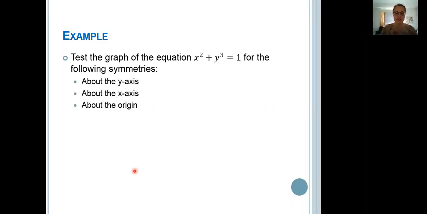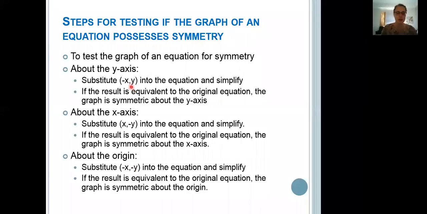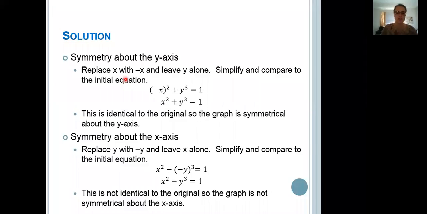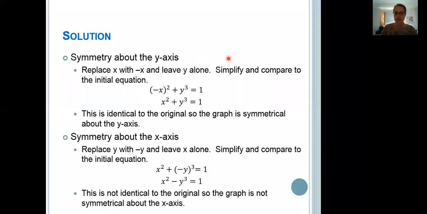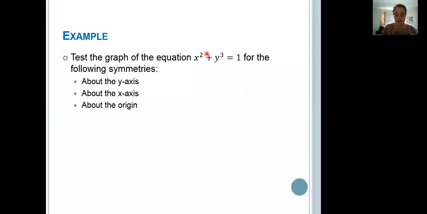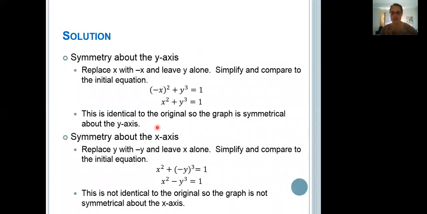To test for symmetry about the y-axis, we replace x with negative x. Our equation is x squared plus y to the third equals 1. Replace that x with negative x: negative x squared plus y to the third equals 1. And simplify. We get x squared plus y to the third equals 1. Is that what we started with? Yeah. So this graph is symmetrical about the y-axis.